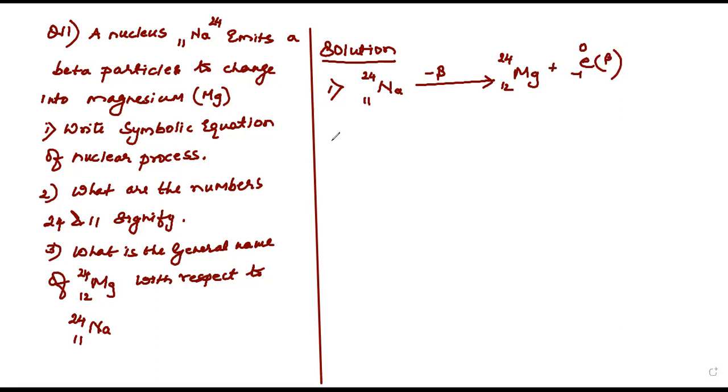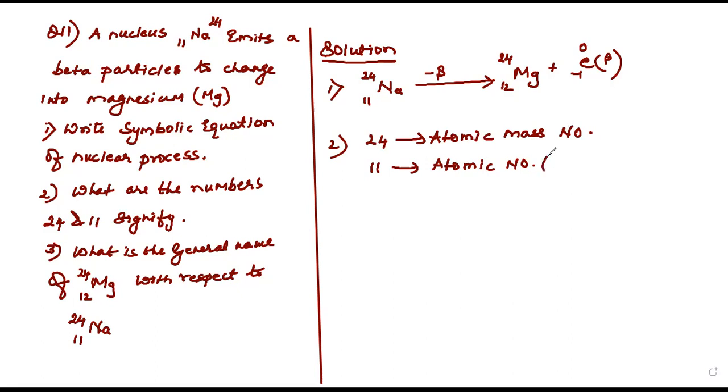Now, what is the second answer? What do the numbers 24 and 11 signify? 24 signifies the atomic mass number. Got it? And 11 signifies the atomic number. Atomic number is nothing but the number of protons or the number of electrons. Number of protons, you can always call it number of protons, no harm, because the number of electrons is always equal to the number of protons.